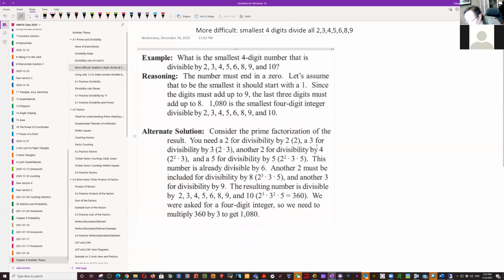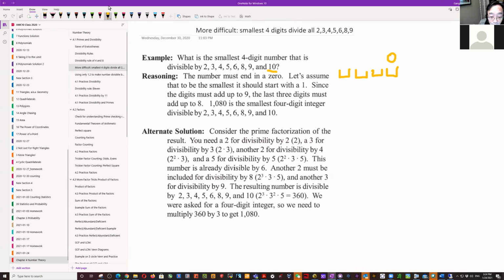Then it's much quicker to calculate. So this problem is: what is the smallest 4-digit number that is divisible by 2, 3, 4, 5, 6, 8, 9, and 10? So basically what we are considering is a 4-digit number. And since it's divisible by 10, the last digit has to be 0. So we already have a digit that is fixed.